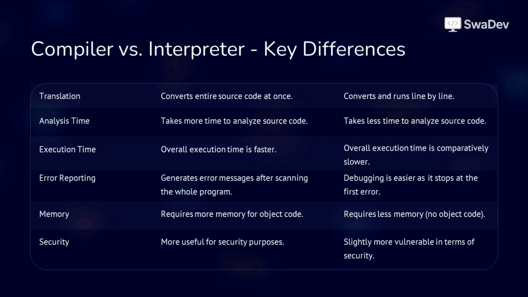Memory usage: a compiler requires more memory for object code, but an interpreter requires less memory because there is no object code. In security, a compiler is more useful for security purposes, but an interpreter is slightly more vulnerable in terms of security. So compilers are like baking a cake. You prepare everything, bake it, and only then test it. But interpreters are like cooking soup. You taste and adjust along the way.